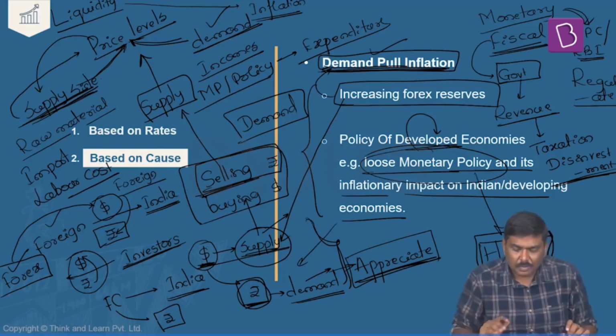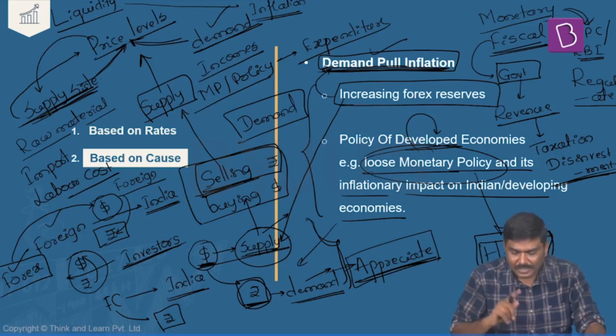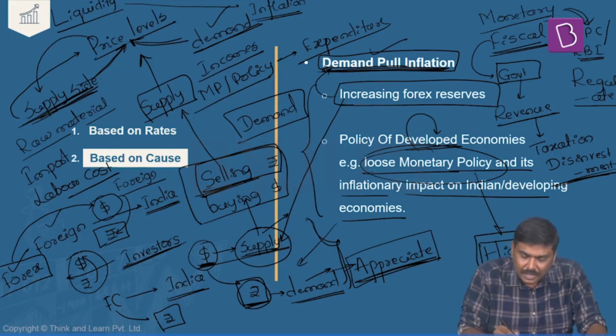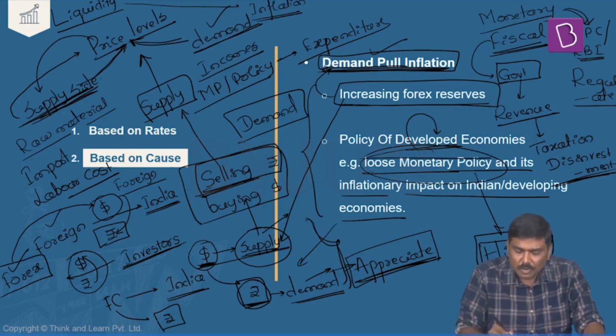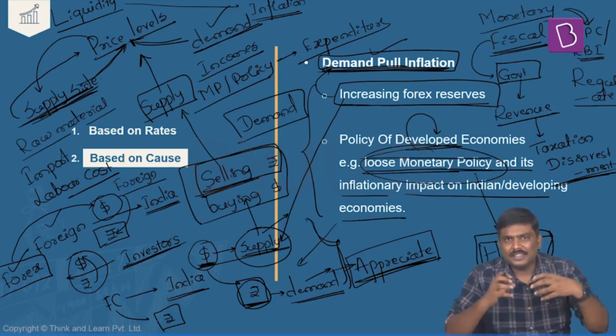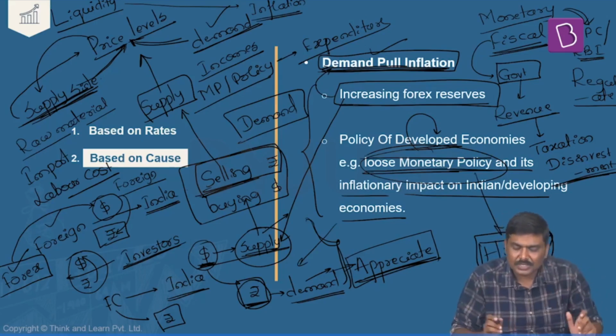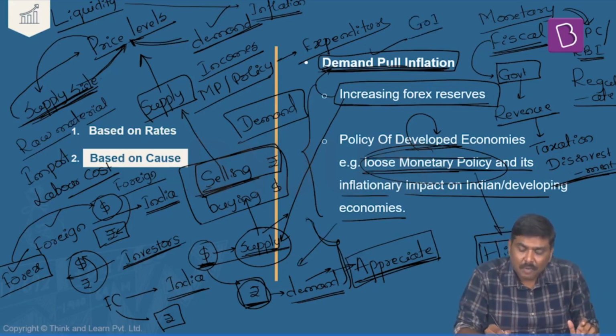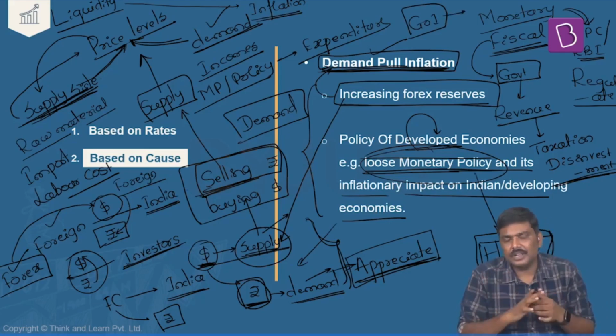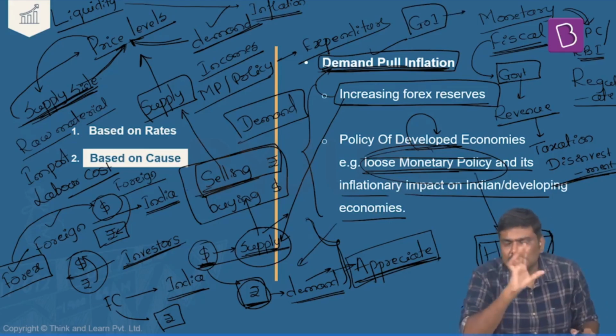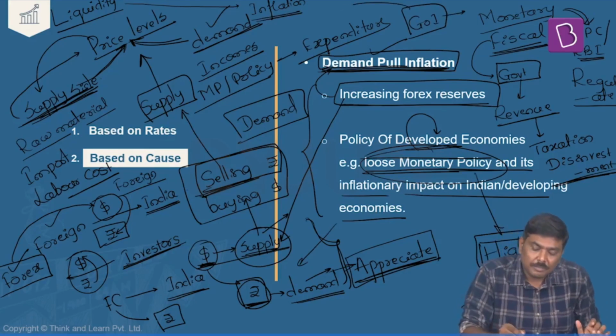So in case of demand pull inflation, we have taken care of it by looking at increasing forex reserves, and by looking at loose monetary policy, which basically means increased money supply. But in addition to this, even Government of India's policies can add to inflationary trends. What do you mean by this? Let me give a very simple example here. Government of India provides financial assistance in the form of a subsidy. Now, what do you mean by subsidy?